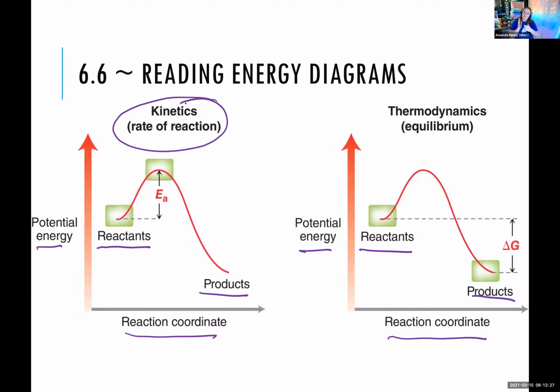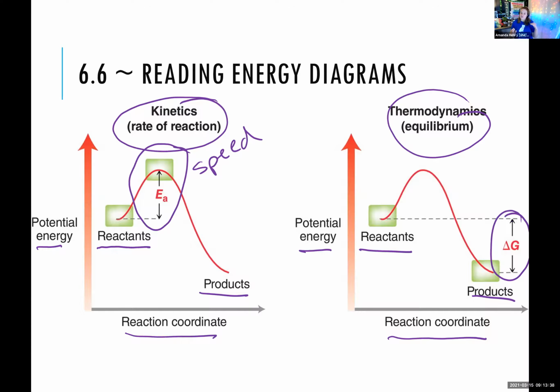Kinetics is the middle of this graph. It's the activation energy. It's the speed of the reaction. And thermodynamics is the energy difference between the starting point and the ending point. So thermodynamics is the start and the end. Kinetics is the middle. That's second semester general chemistry. That's all it is.